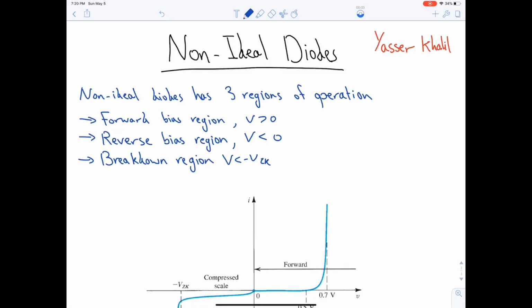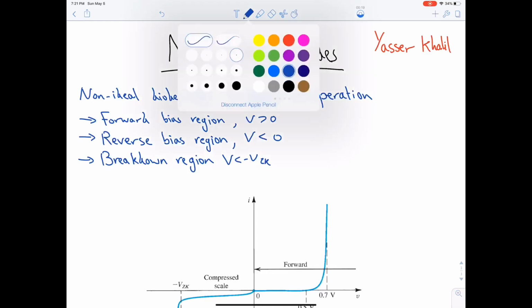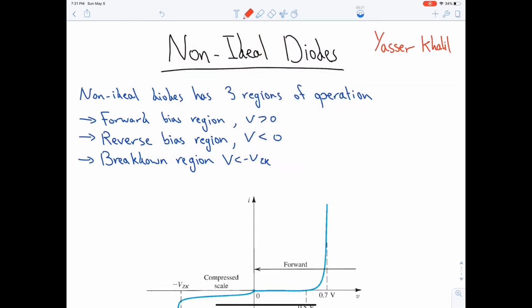Hello everyone. This is the second part of chapter 3 where we are going to discuss the non-ideal diodes. In the previous video we discussed the ideal diodes, which had two regions of operation: the forward bias, which is on, and the reverse bias, which we represented as off. When the diode was on, it was replaced with a short circuit, and when the diode was off, it was represented by an open circuit.